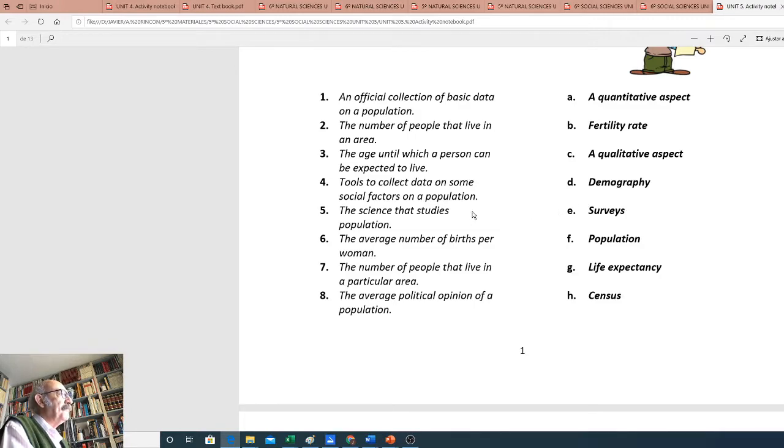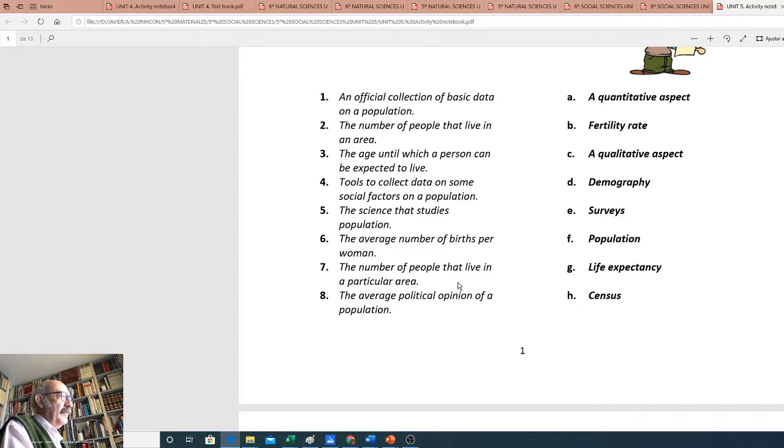Okay, good. Number 5. Looking for the concept for the science that studies population. Very easy. The science that studies population is called, yes, demography, demografía, we call it in Spanish. Now, number 6, the average number of births per woman. The average number of births per woman. This is number 6, the fertility rate.